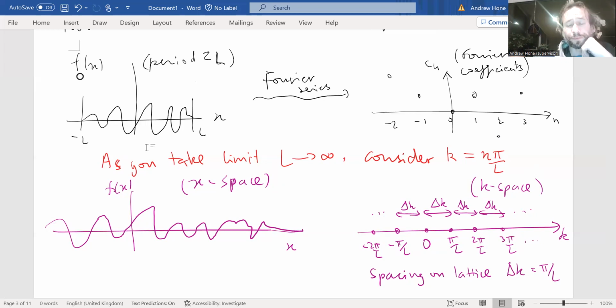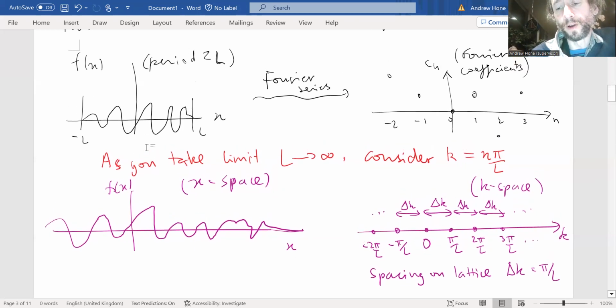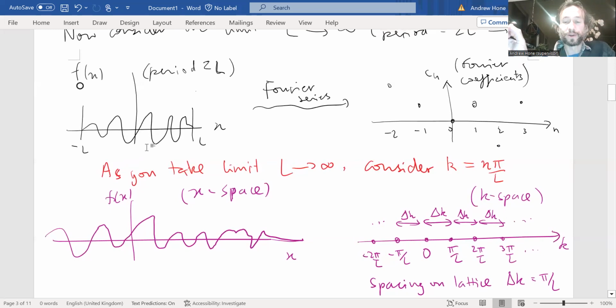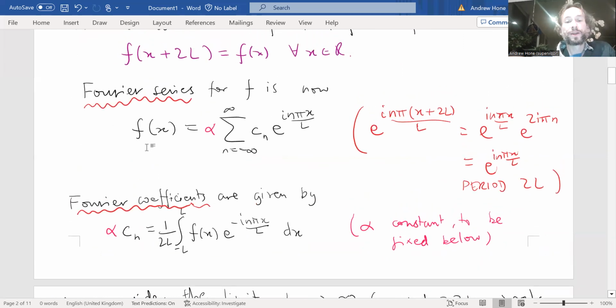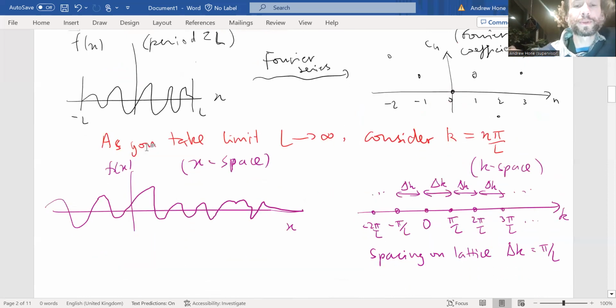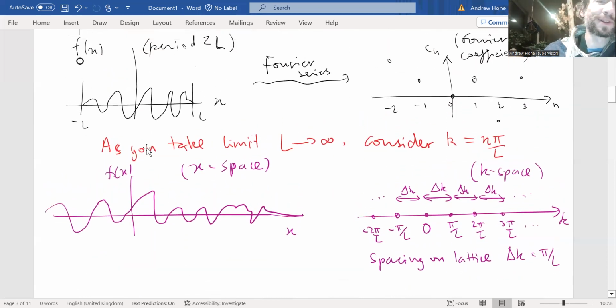So the idea is if you have a sum over lattice points, and then you let the lattice points get closer and closer, what you end up with is an integral. If we go back up to the previous page for a minute, we've got two things. We've got an integral for the Fourier coefficients, and we've also got a sum for f, which is a Fourier series. The idea is that we want that sum to become an integral in the limit when L goes to infinity. You have to remember that sum that I wrote above.